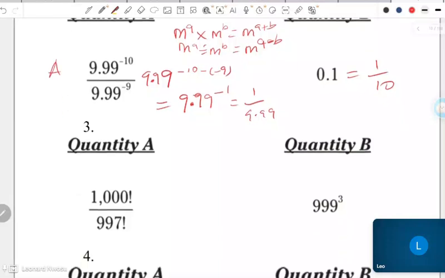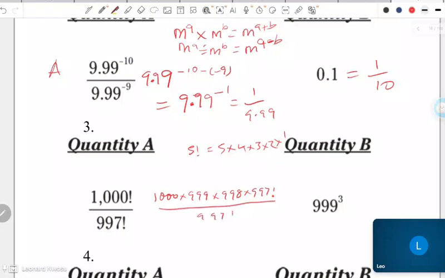How about this? Factorial. 5 factorial is 5 times 4 times 3 times 2 times 1. 1 factorial is 1. 0 factorial is also 1. Here, we do 1000 times 999 times 998 times 997. It will continue, so we put the factorial divided by 997 factorial. This will cancel this. But this is 1000 times 999 times 998, and this is 999 cubed.